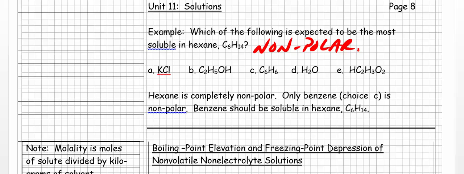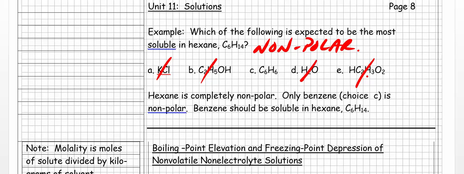Let's take a look at the KCl. Nope, ionic. C2H5OH is certainly not symmetrical, so that would be polar. So the first one would be ionic, and this would be polar, so that's not it. Let's skip C and go to D. D is H2O. You know darn well that's polar. We've been talking about that all year. And then this one, HC2H3O2. It doesn't look symmetrical to me. It has one end that's different than the other end, so out.